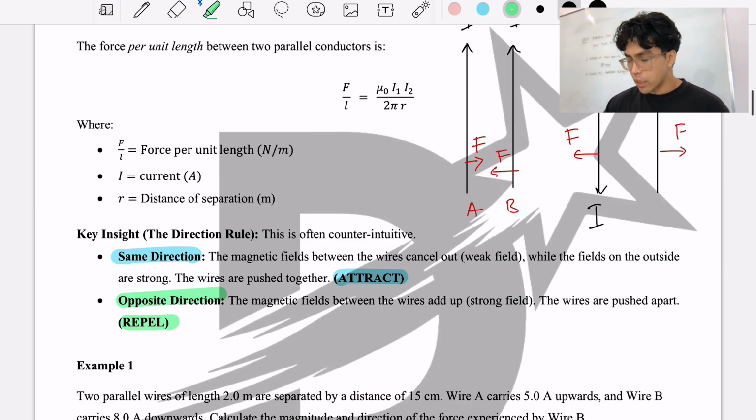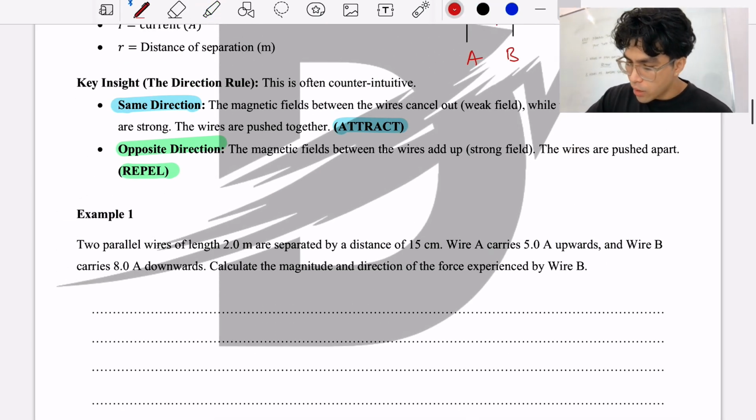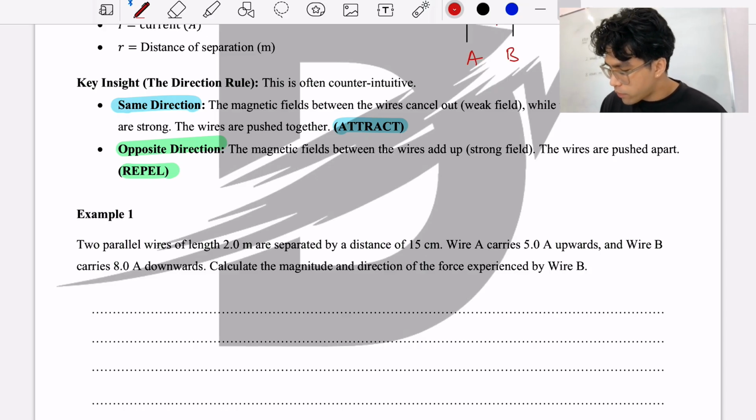Okay, so let's have a look at an example here. Example number 1, 2 parallel wires length 2 meters apart are separated by a distance of 15 centimeters.